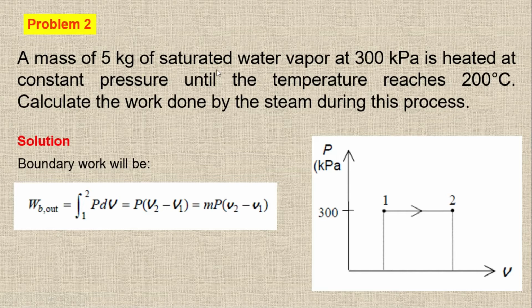Starting from here, at state number 1 we have 300 kilopascal and saturated water vapor. As we studied in chapter number 3, we have to use the steam tables for this case, and we will check the values from the steam table. So we have 300 kilopascal and saturated water vapor, and then at state number 2 we have 300 kilopascal and 200 degrees Celsius.